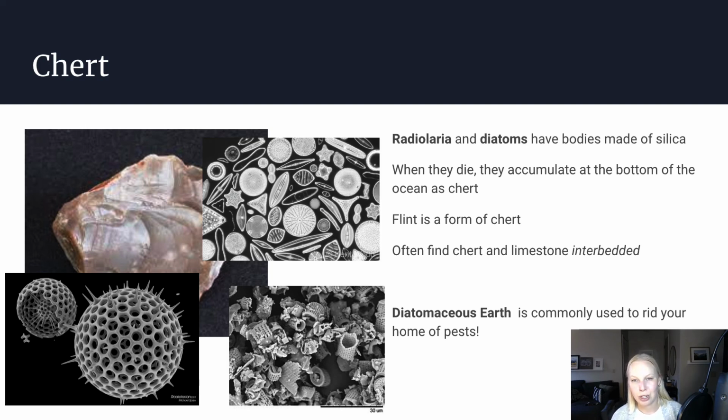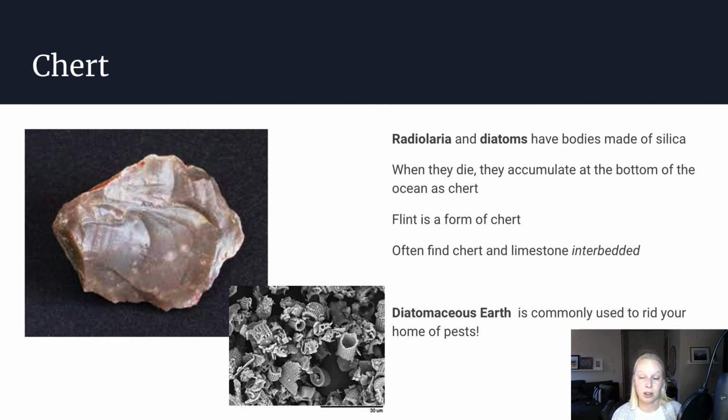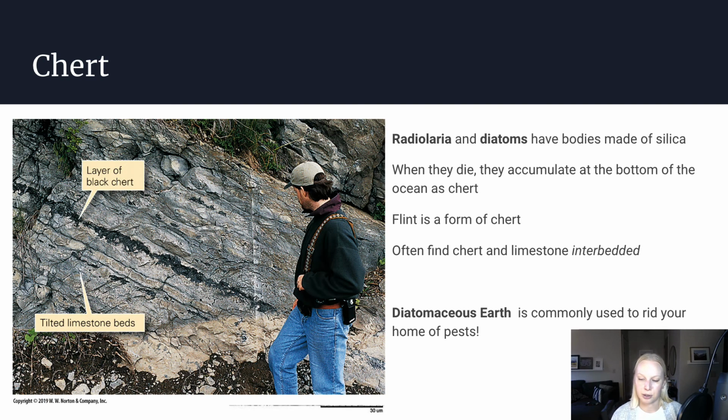These are both creatures that have silica bodies, and when they die, those skeletons get deposited on the bottom of the seafloor and they accumulate as what we call chert. Flint, for example, is a form of chert. So you might use flint to start a fire. That's forming from what we call microcrystalline quartz. So very small little bits of quartz that are collecting on the seafloor. Oftentimes you actually find chert and limestone, what we call interbedded. So you'll find alternating layers of chert and limestone.